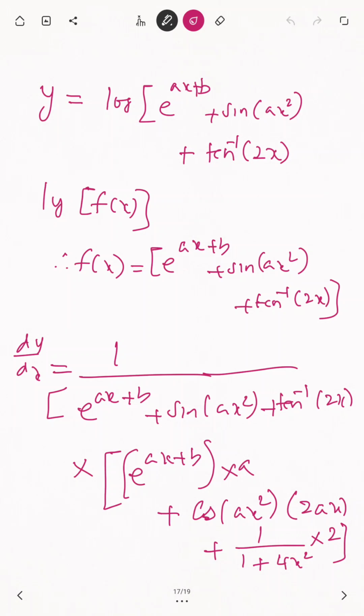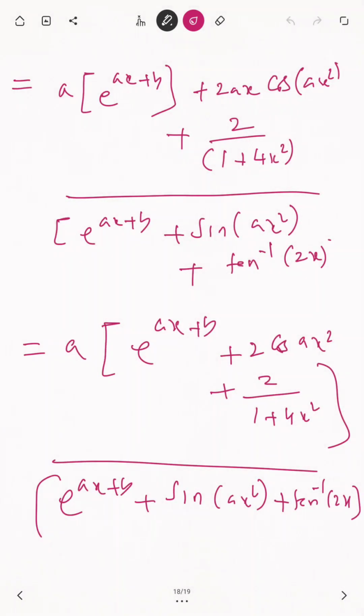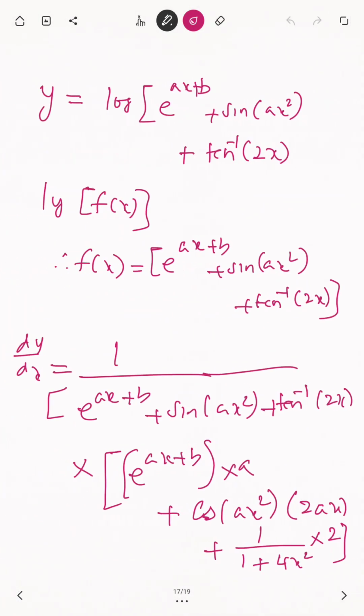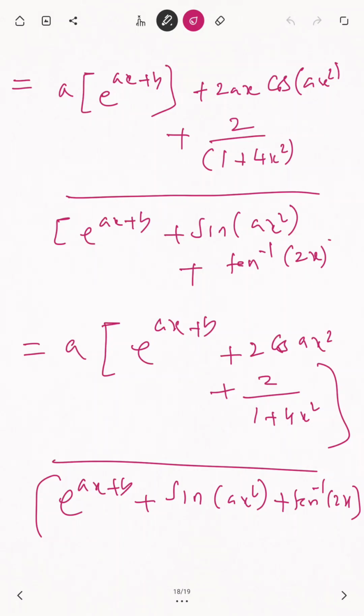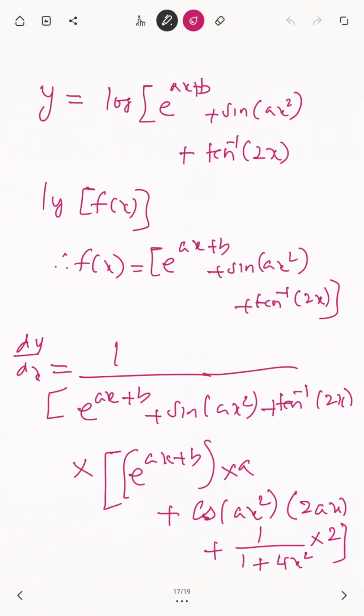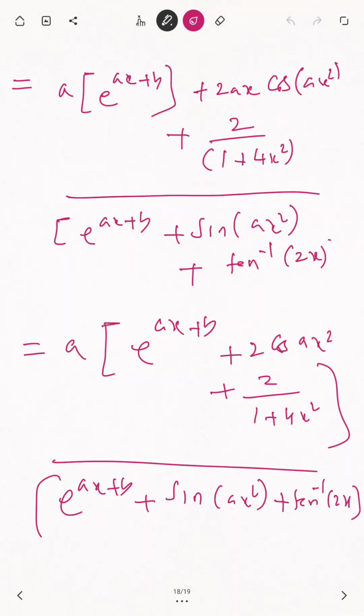So 2. Now simplification. Write the numerator a into e power ax plus b. Then second term is what? 2ax into cos ax square. That also I have written. Then again 2 by 1 plus 4x square. Every numerator part I have written successfully. Now see the denominator part. This one only. e power ax plus b plus sin ax square plus tan inverse 2x. That also I have written here. Then the sum is successfully over.